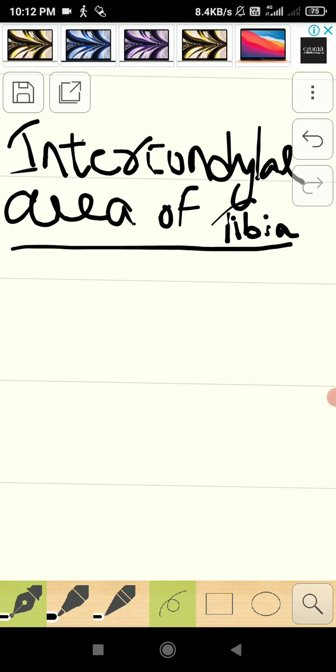Today's interesting topic is intercondylar area of tibia. This is usually a 5-marker question. So this is how you have to approach this question. Intercondylar area of tibia. You have to first draw the upper surface of the tibia.